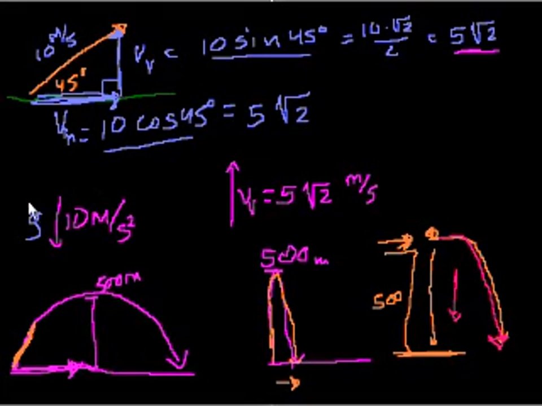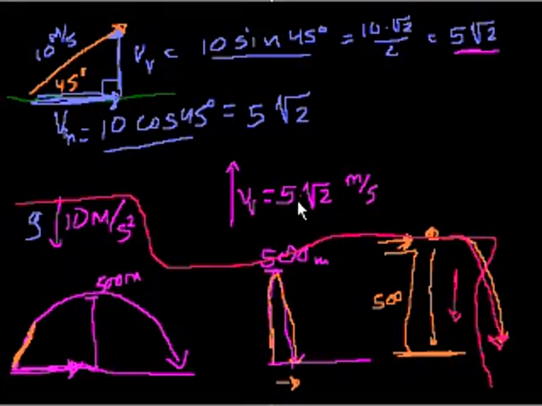So let me put this a little bit on the side. I took too much space. My vertical velocity is going to be 5√2 meters per second up, and we're going to stay with the convention: positive is up and negative is down, just like in the coordinate axis. So how long is it going to stay in the air? If I threw a ball straight up at 5√2 meters per second, how long is it going to stay in the air? The easiest way to think about it is the same amount of time it takes to go up is the same amount of time it's going to take to go down. We learned that in a couple of videos before.